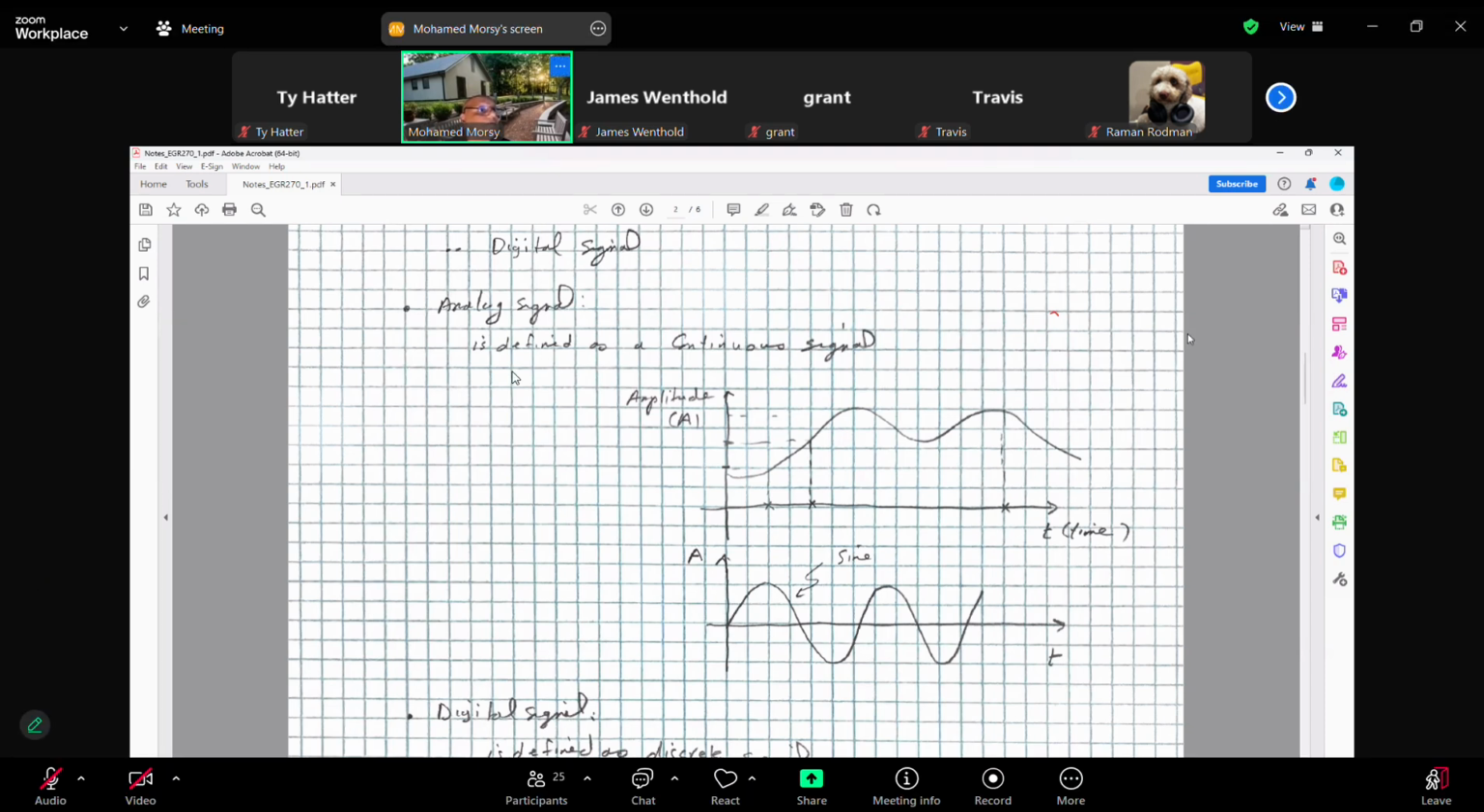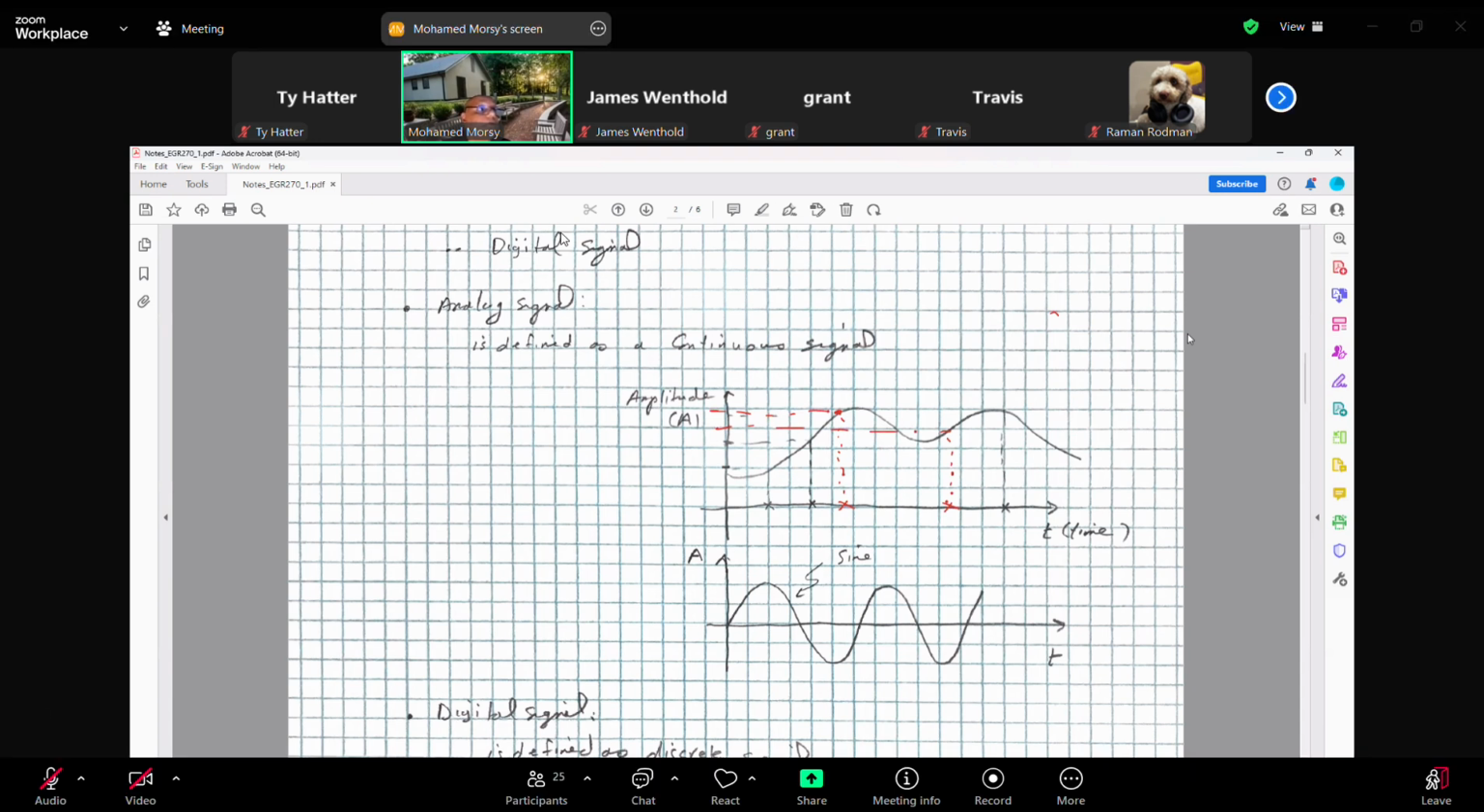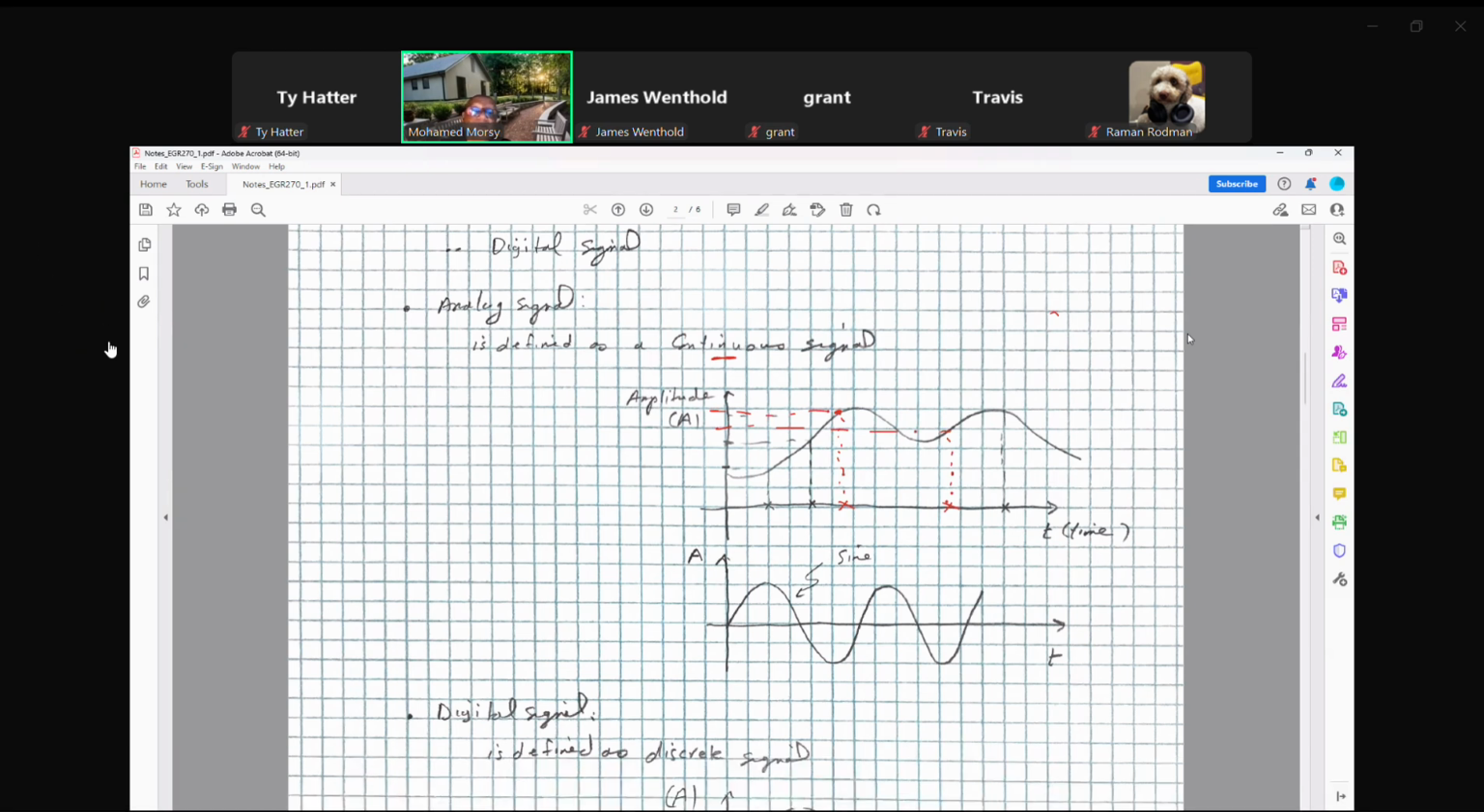For example, if you look at here, at any instant of time you have a value for the signal. At any instant of time, you have a value for the signal. So this is what is meant by continuous. And the good example for that, or the most popular example, is the sine wave. The signal as a sine wave.